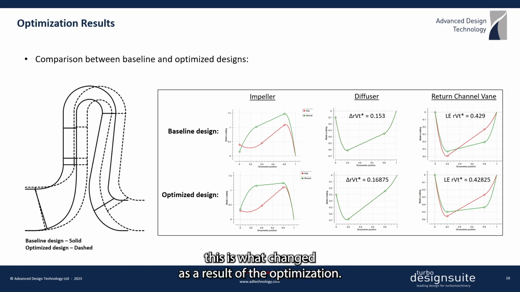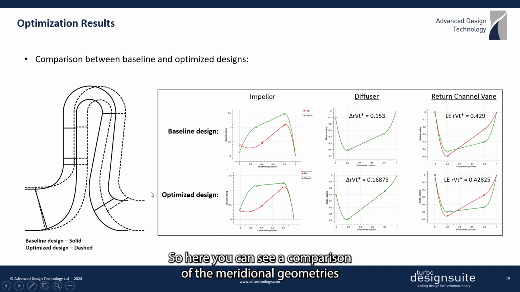And in fact, this is what changed as a result of the optimization. So here you can see a comparison of the meridional geometries of the baseline design and the optimal design, where the major difference is that the axial length and the inducer height of the optimal impeller are increased, and also the return channel curvature is changed.